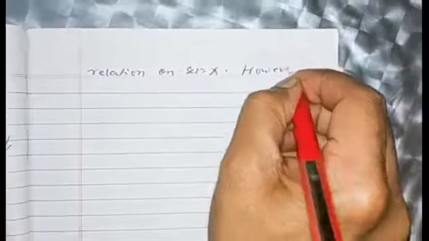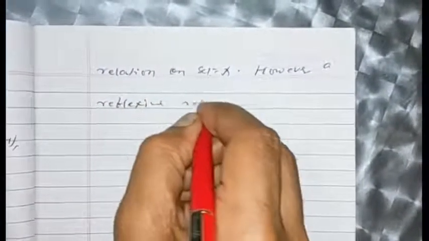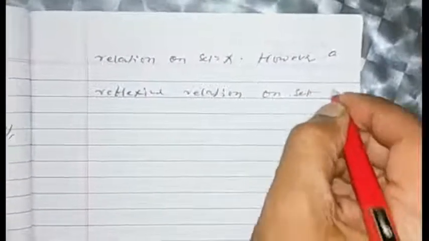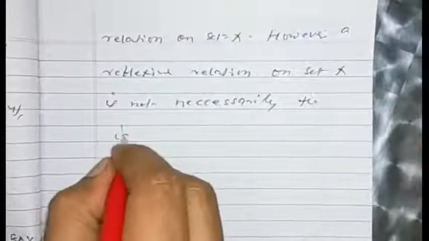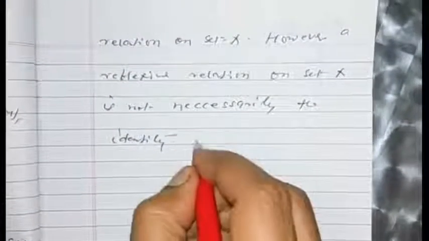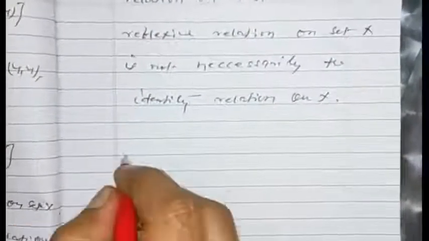However, a reflexive relation on set X is not necessarily an identity relation. We construct an example to clarify this.